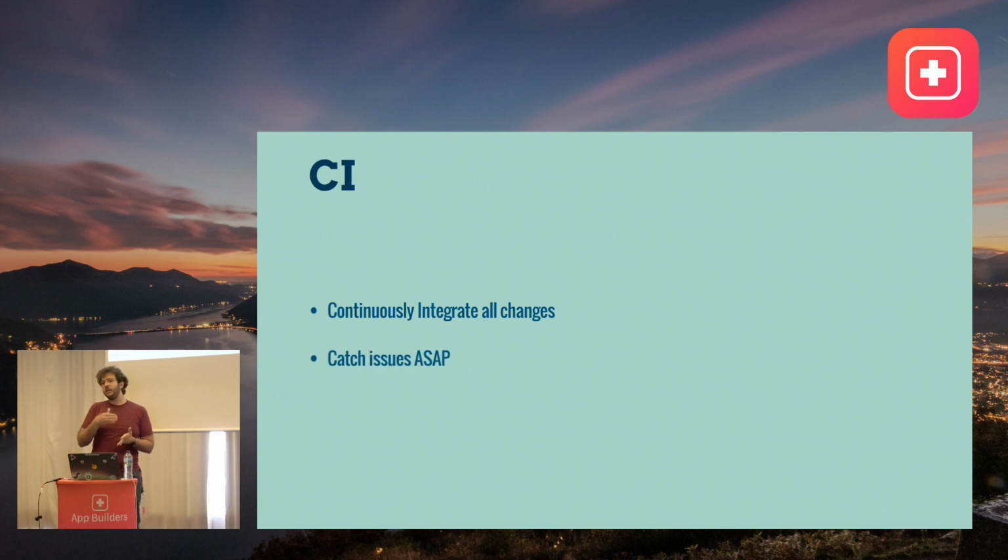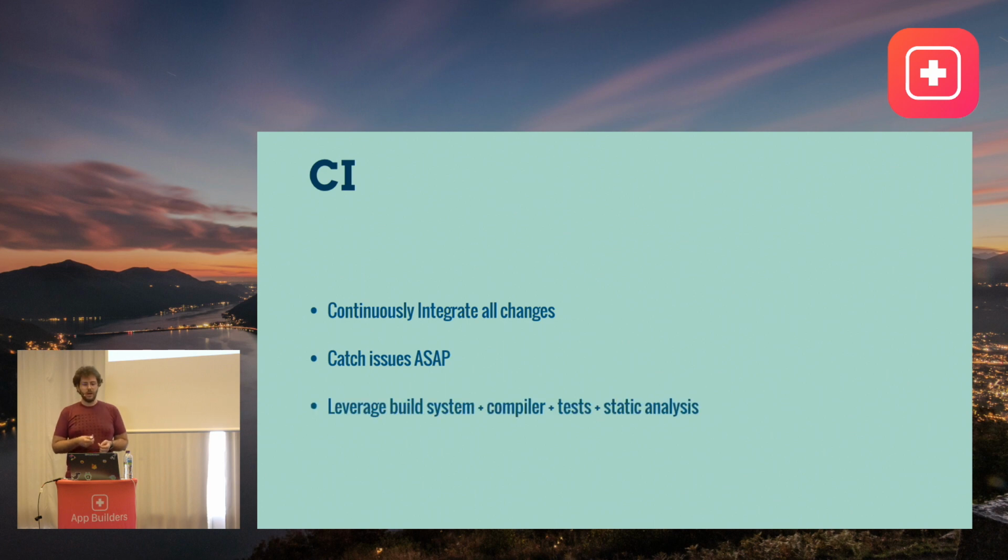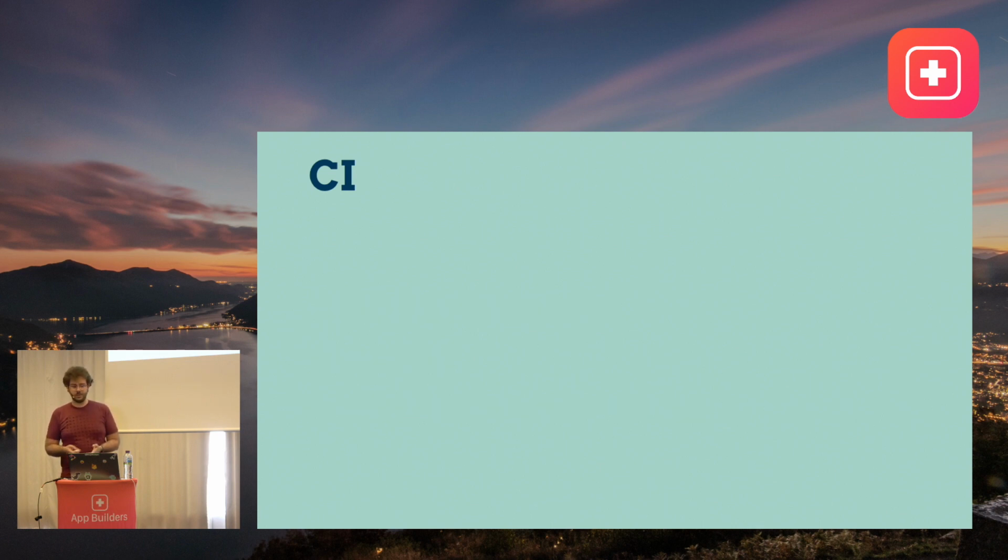And the main advantage of this practice is that it allows you to catch those integration issues as soon as possible. To make the most out of continuous integration, we will need to leverage everything we have at our disposal: the build system, the compiler, the tests, and the static analysis. Because all those things are what allow us to find out what's going on, what the problems are, as soon as possible, and fix them while they're still small.